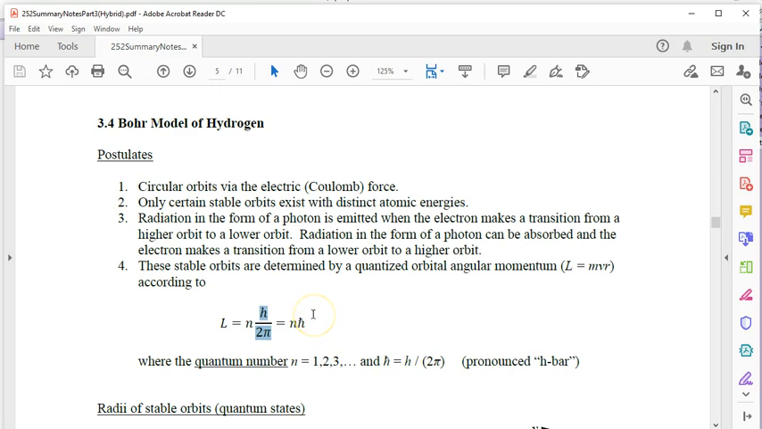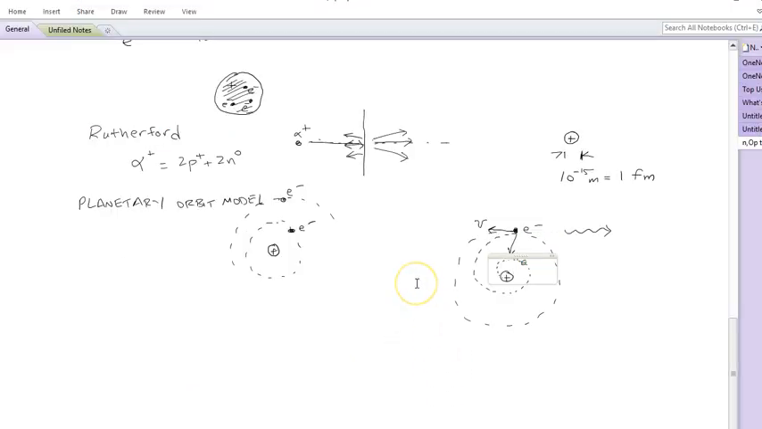Now, again, in the next video, we'll actually derive, using these assumptions, the allowed radii of the stable orbits and the total energy of the electron or atom in those stable orbits. But let me just draw a picture real quick before I end this, because it may have been a while since you've talked about angular momentum.